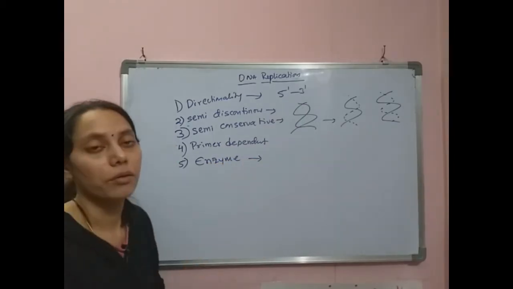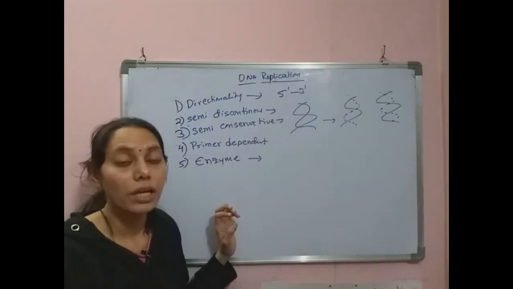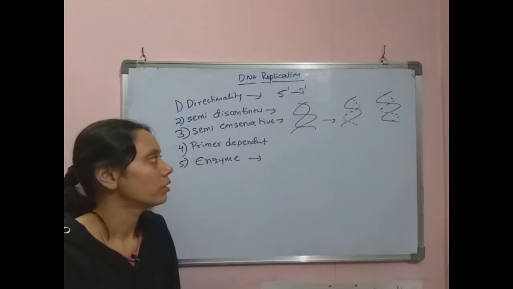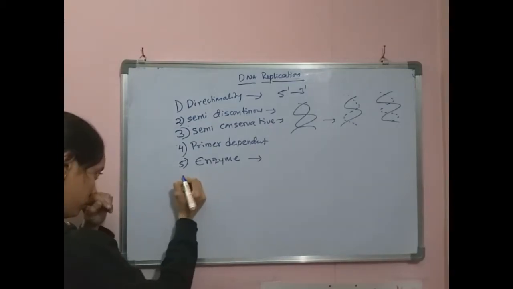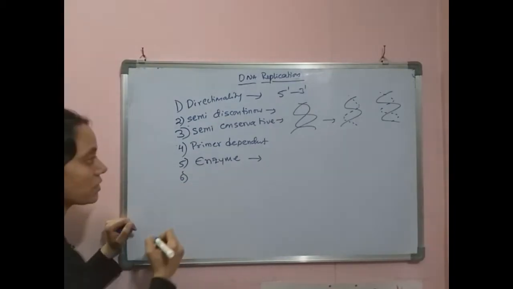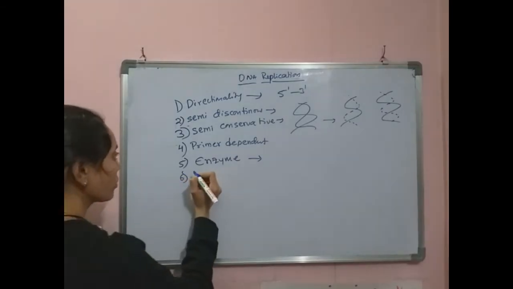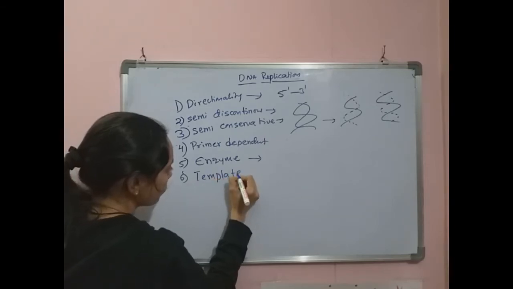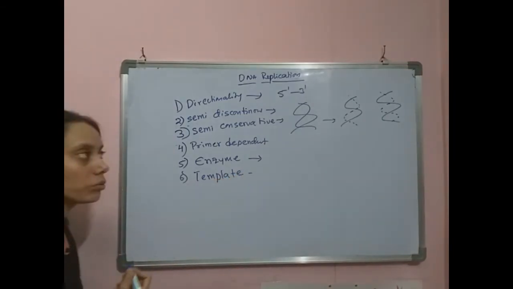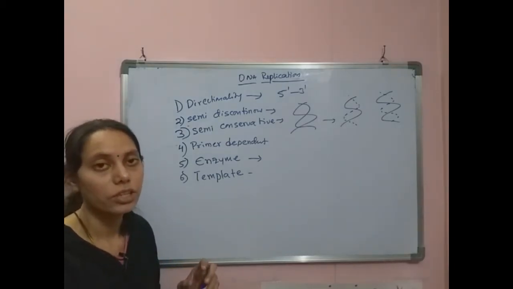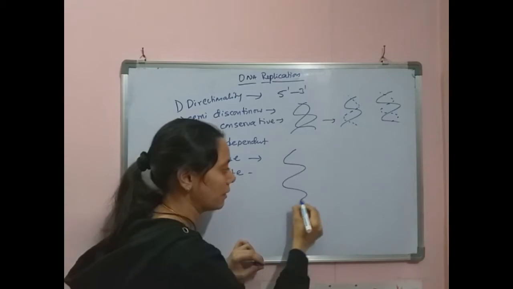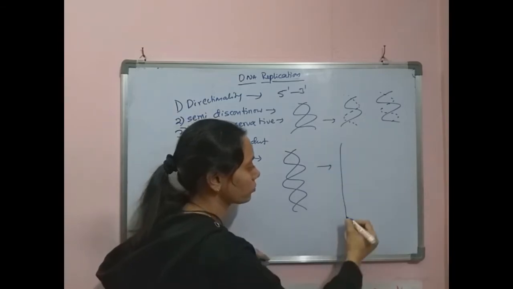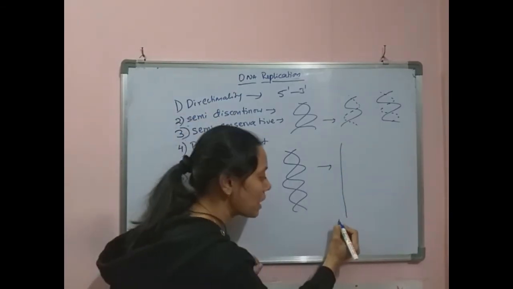There are many enzymes and some proteins that must be employed for DNA replication to be carried out. And it is basically a template dependent process. So DNA replication will be carried out using parental DNA as a template. The parental DNA acts as the template.